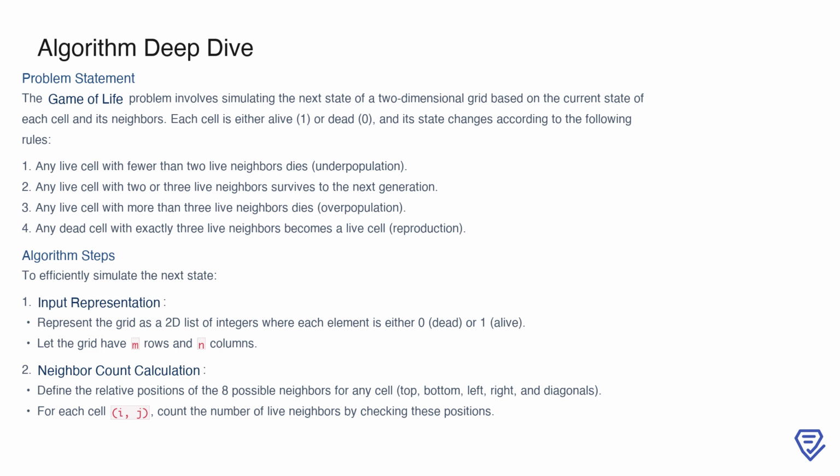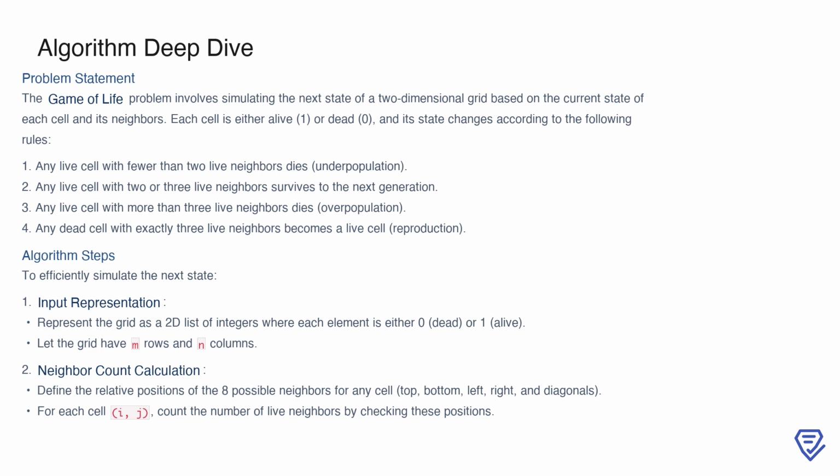The game of life problem is centered around simulating the evolution of a two-dimensional grid, where each cell is either alive, represented by 1, or dead, represented by 0. The state of a cell changes based on the states of its 8 neighbors. For instance, a live cell with fewer than 2 live neighbors dies due to underpopulation, while one with 2 or 3 live neighbors survives to the next generation. On the other hand, a live cell with more than 3 live neighbors dies due to overpopulation, and a dead cell with exactly 3 live neighbors becomes alive through reproduction.